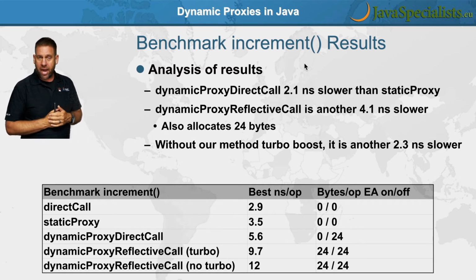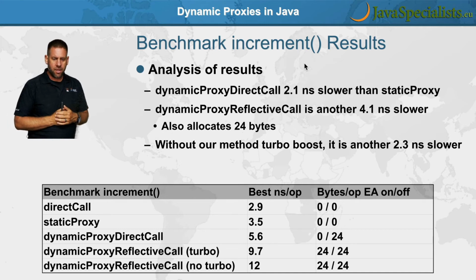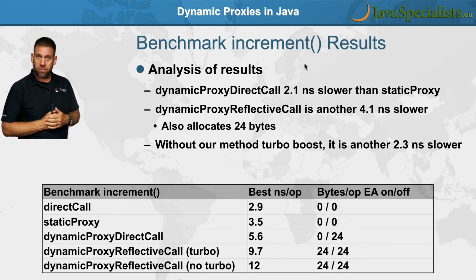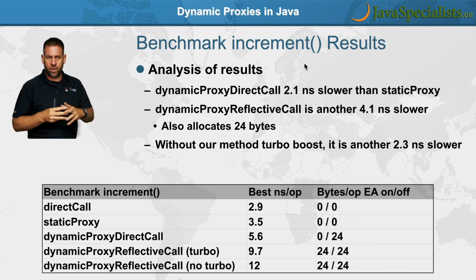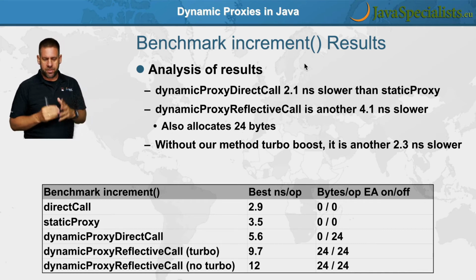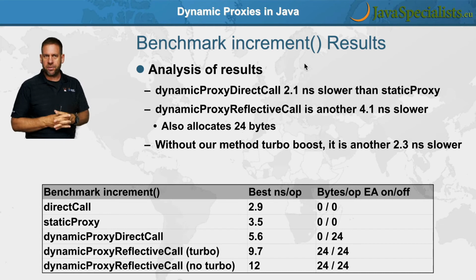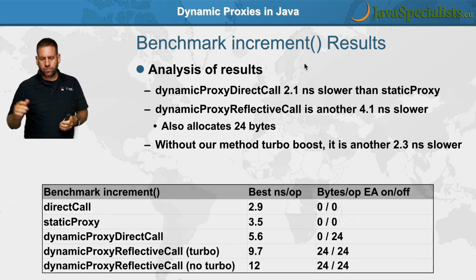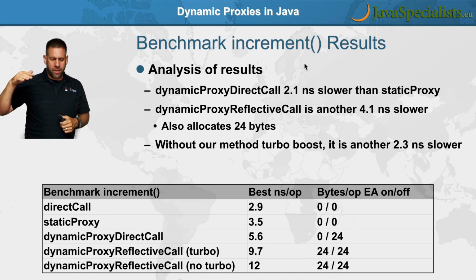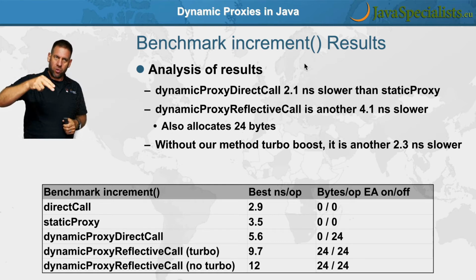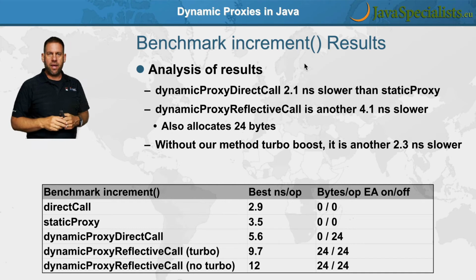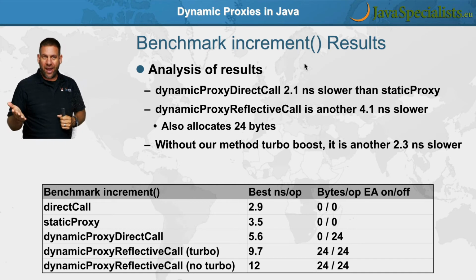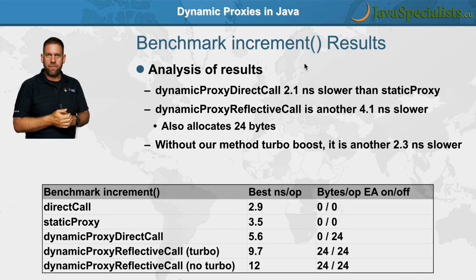So the direct call was 2.9 nanoseconds. The static proxy was 3.5. That's the handwritten one. Then the dynamic proxy direct call. Here I'm cheating a little bit because I am using dynamic proxies, but I'm not using reflection to call the actual method. I'm just calling the correct method directly, and the code's not actually correct, but it's fast, as you can see.